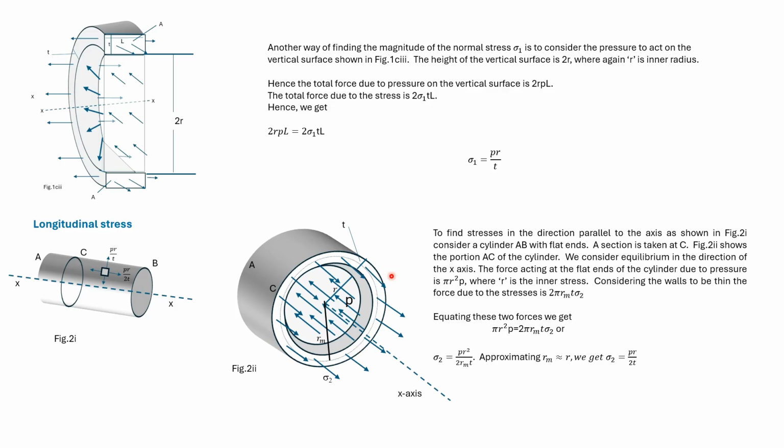The area of the ring-shaped portion is 2 pi Rm into T, where Rm is the mean radius of the cylinder. So the force acting on the ring-shaped portion is 2 pi Rm T into sigma 2. Equating all forces along the x direction, we get this expression, from which we get sigma 2 is equal to P r squared divided by 2 Rm into T. Approximating Rm to be equal to r, we get sigma 2 is equal to P r divided by 2T. So we see the longitudinal stress is half in magnitude compared to the circumferential stress, as shown in this element.